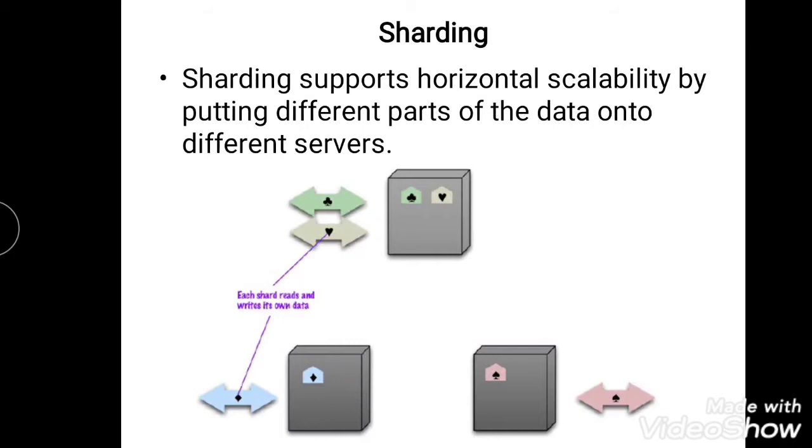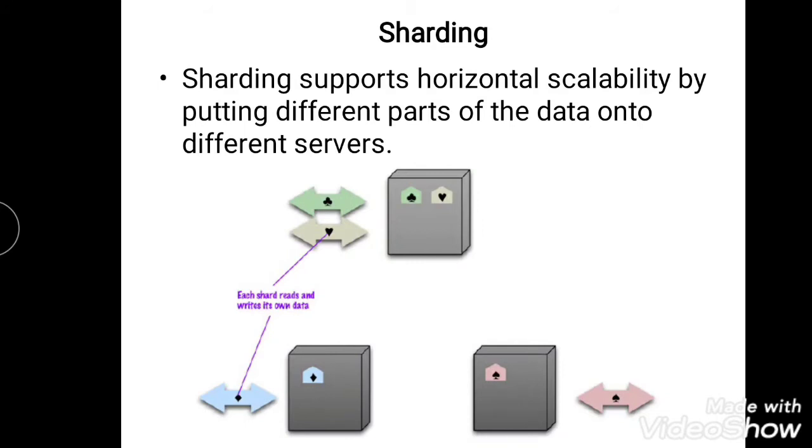In these cases, we have one technique called sharding, which supports horizontal scalability by putting different parts of the data onto different servers, which makes things a little easier to handle. And here you can see this diagram, where each shard reads and writes its own data. Just treat it like three different servers, through which the data are being communicated.